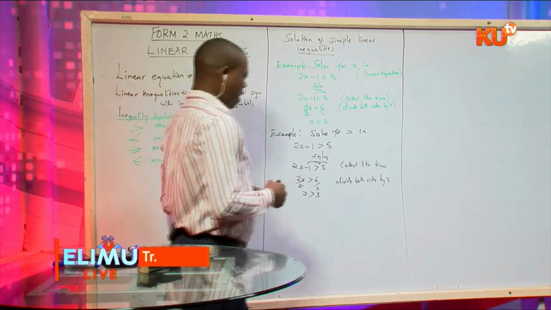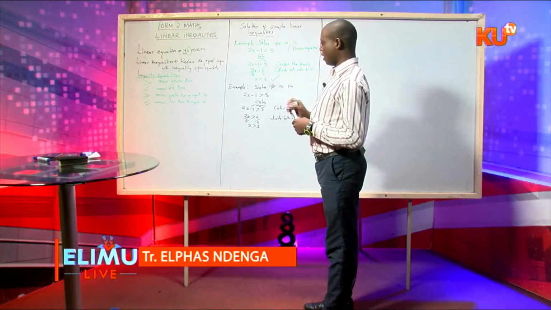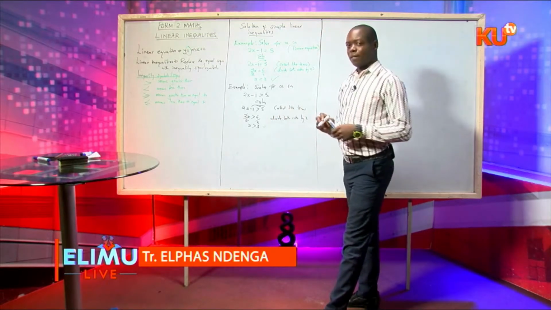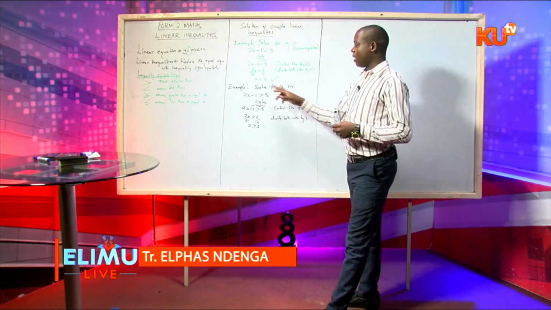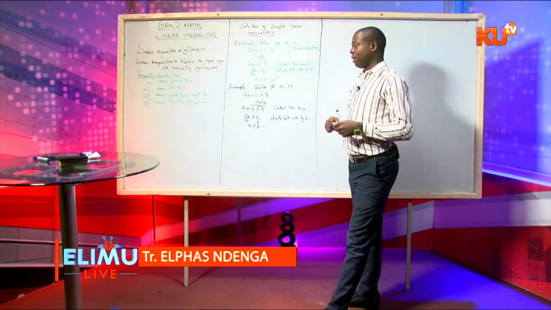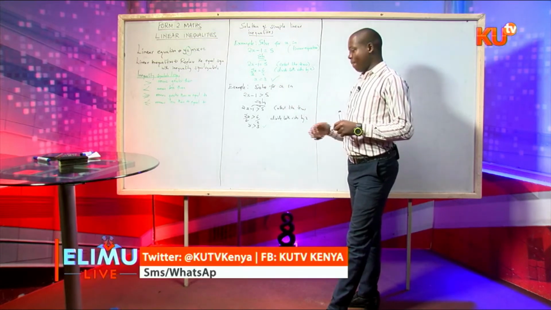So these are two cases. One, there is a solution here for x equal to 3. And there is a solution here for x greater than 3. The interpretation is quite simple. That in this case, x is exactly equal to 3. There is no other value for x apart from 3.